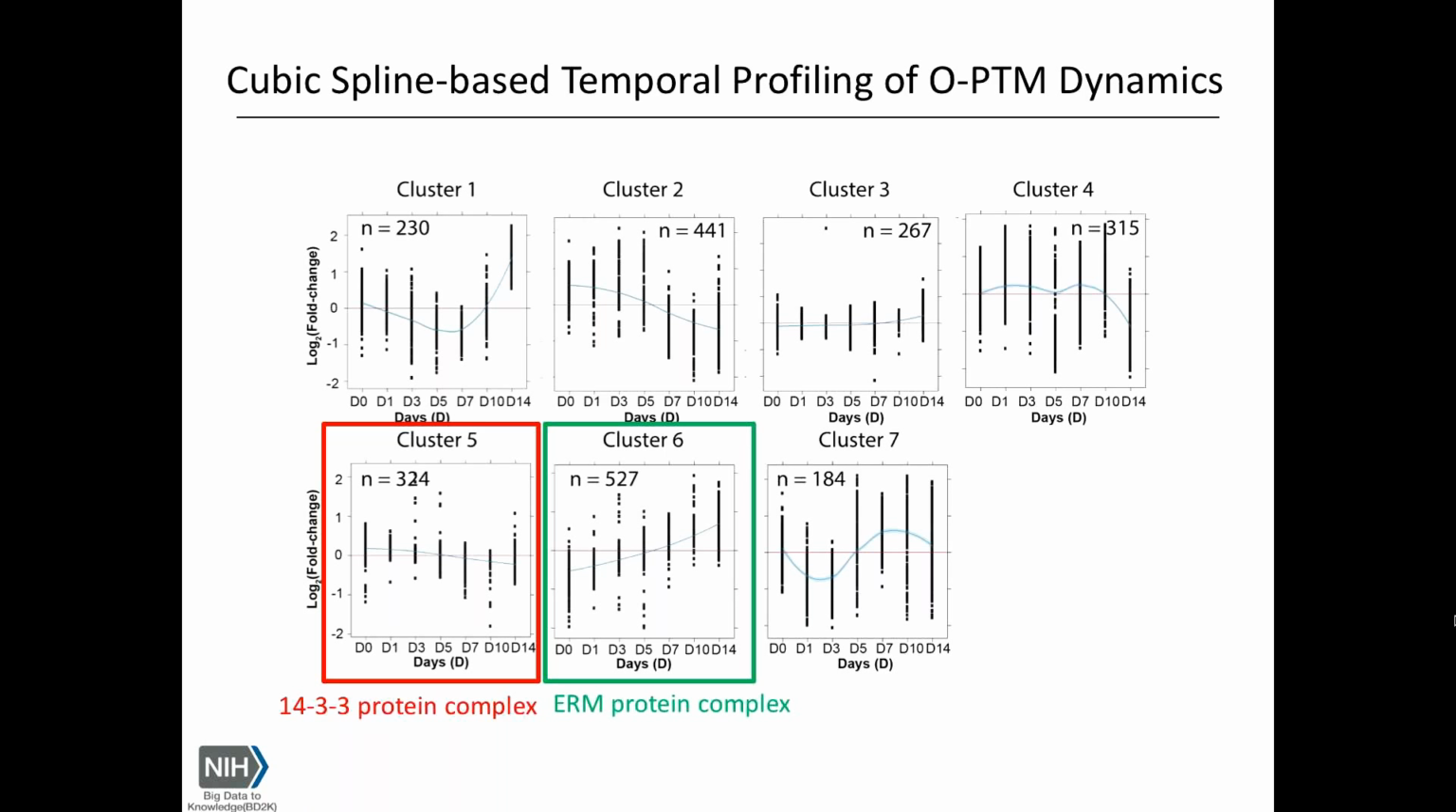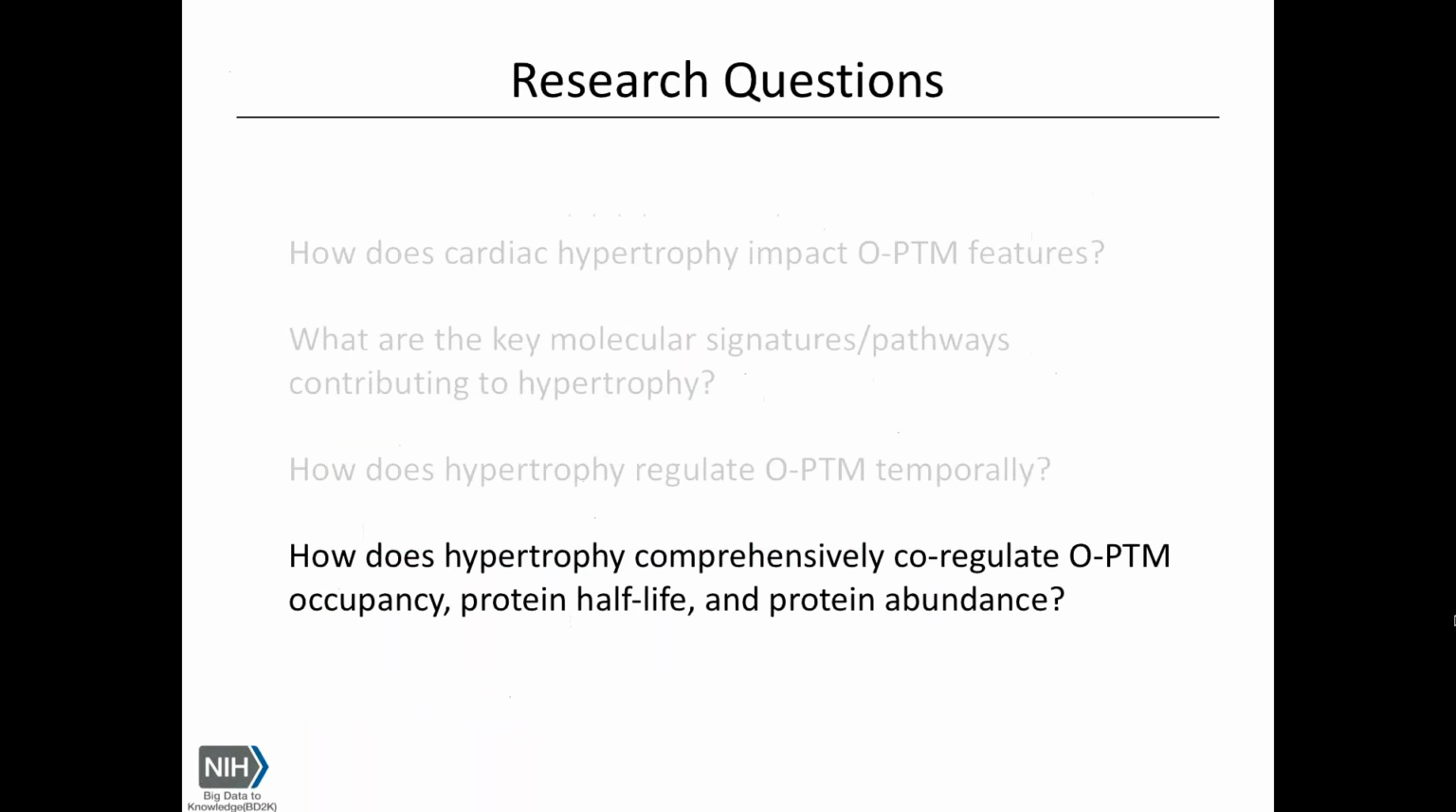Upon closer inspection, we also noticed that the proteins in cluster 5 were predominantly components of the 14-3-3 protein complex, and in cluster 6, the ERM protein complex. These observations will be discussed in further detail in conjunction with our findings for our final research question.